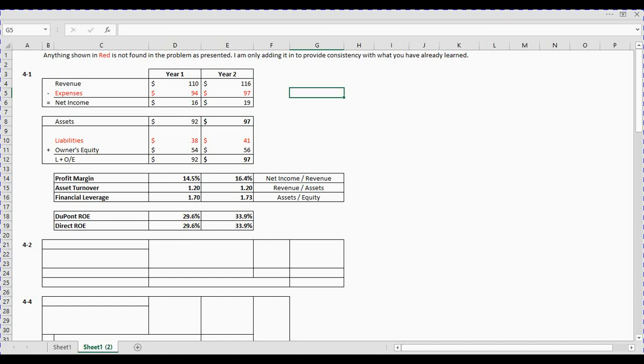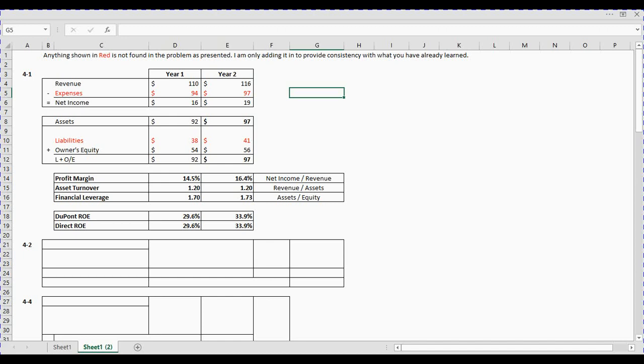So again, I said I changed the numbers from what are presented in the homework, but effectively and directionally, they all work the same way as what you have in your homework. I just don't want to just feed you the answers.